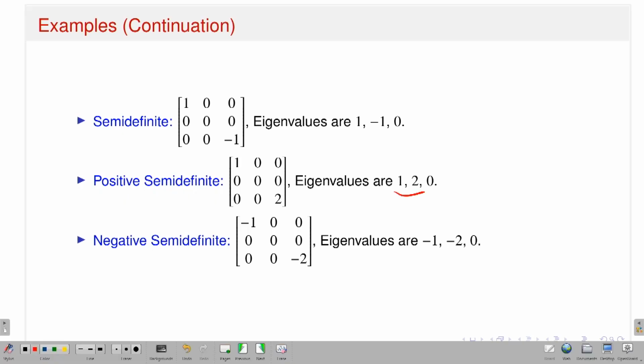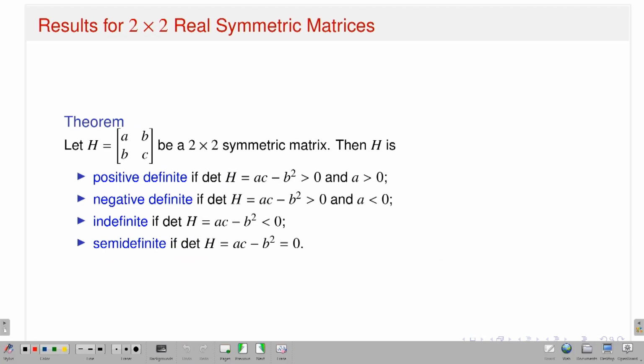Positive semi-definite means, okay, look at the diagonal elements 1, 0, 2. These are the eigenvalues. 0 is an eigenvalue. Other non-zero eigenvalues are positive. So therefore this is positive semi-definite. Similarly, negative semi-definite means 0 is an eigenvalue along with the other two non-zero eigenvalues being negative. So therefore this is negative semi-definite. These are the examples of positive definite, negative definite, indefinite, semi-definite, positive semi-definite, negative semi-definite matrices.